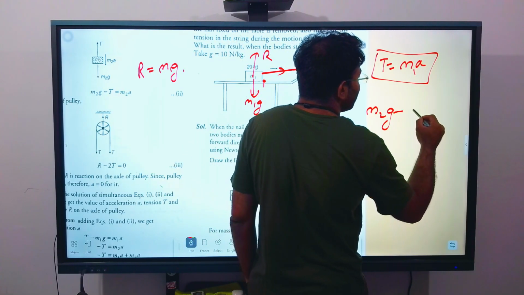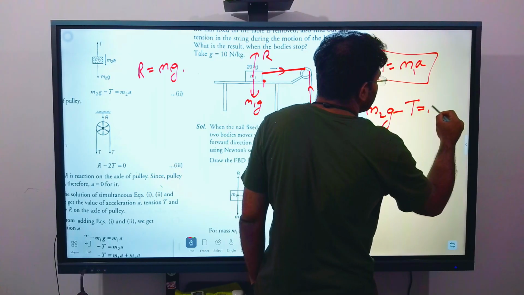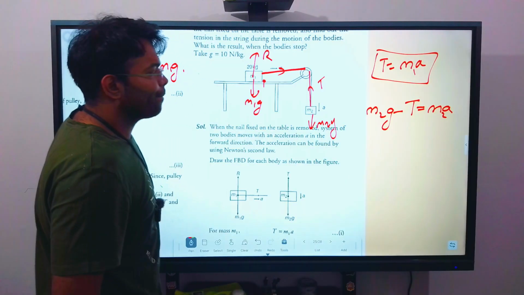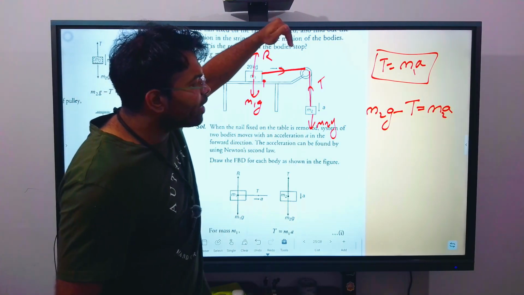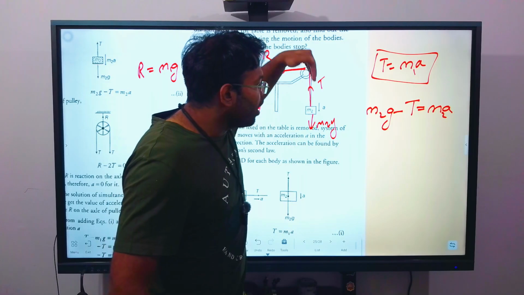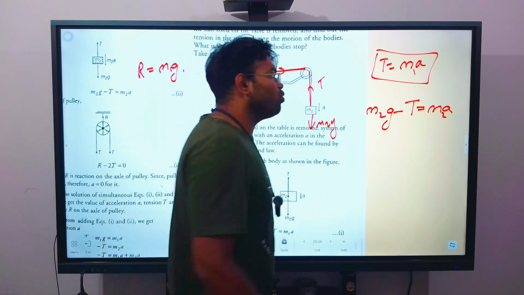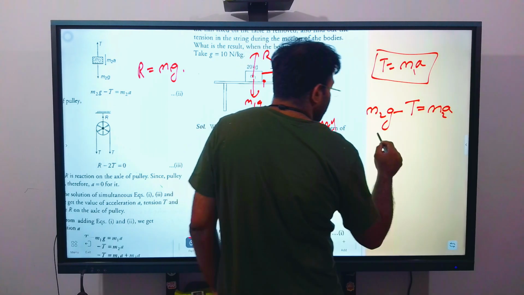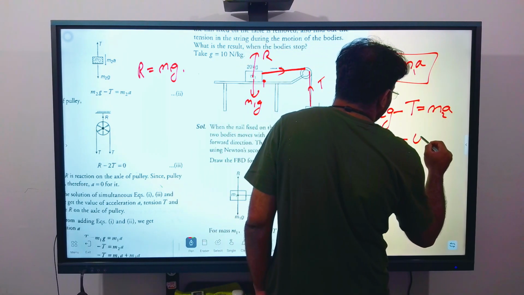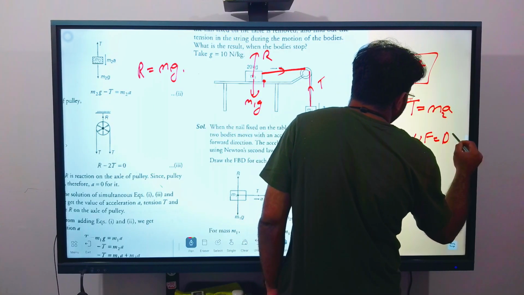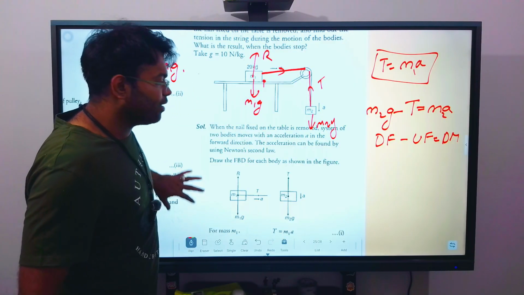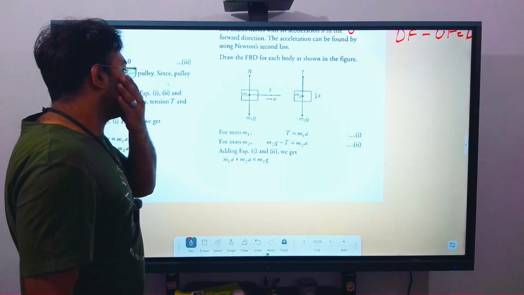Now, if the overall body is moving downwards, then what happens? m2g minus T should be equal to m2 into a, right? Because the overall direction is in the downward direction. Therefore, downward force minus upward force should be equal to downward motion. So these are the two equations that we got.